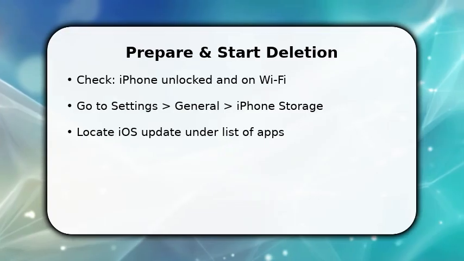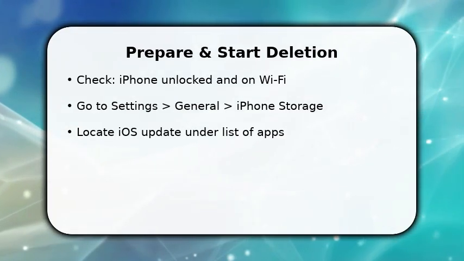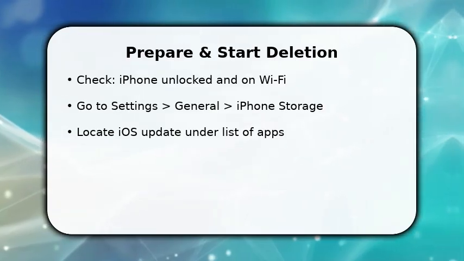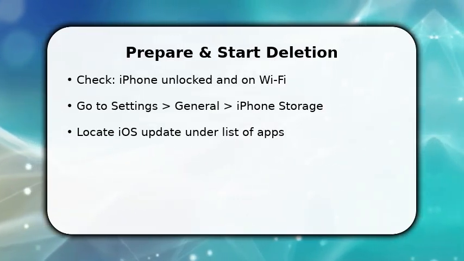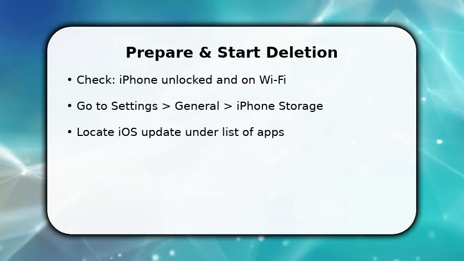You'll begin by confirming the phone is unlocked and on Wi-Fi. This ensures the update file is visible. Open Settings, tap General, then iPhone Storage to list itemized files. Once there, scroll for the iOS update entry labeled with a version number.